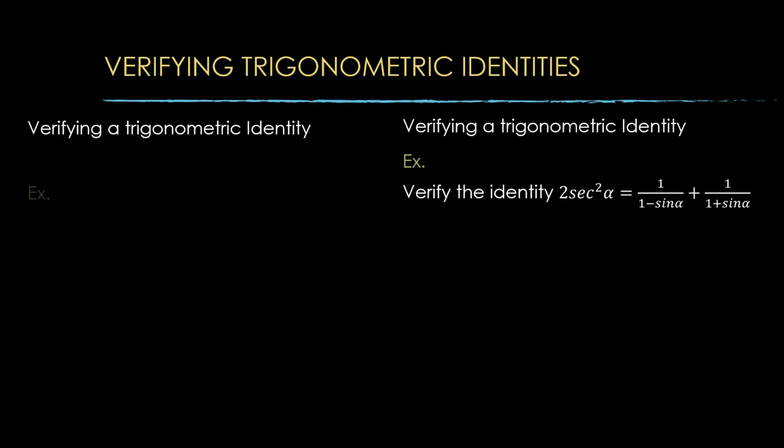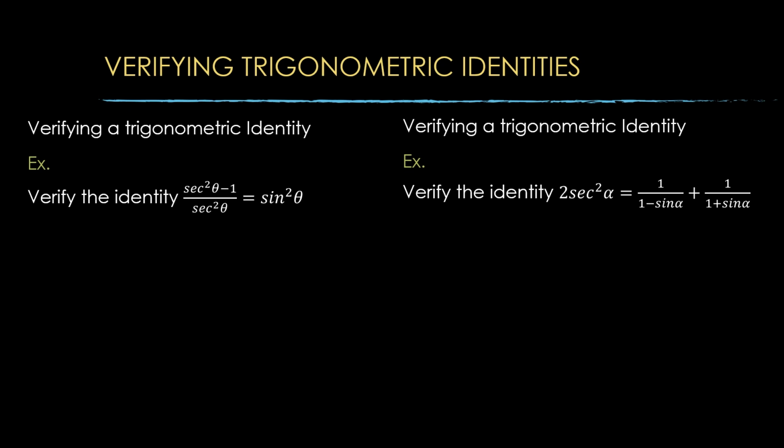Okay. For the first example, we are to verify if this is truly equal to sine squared. How are we going to do that? How are we going to verify that this identity is indeed equal to this one? What have we learned so far?